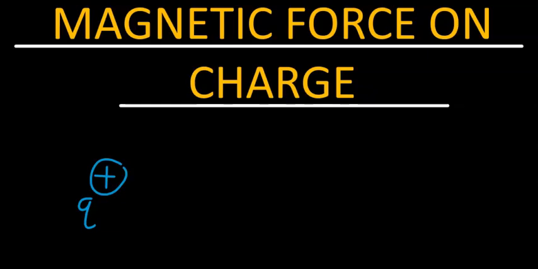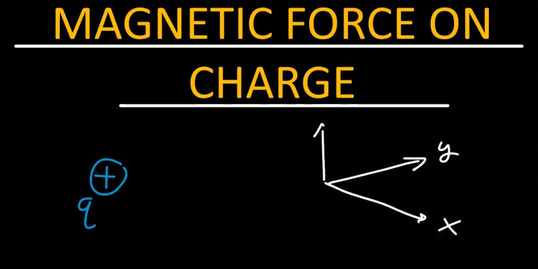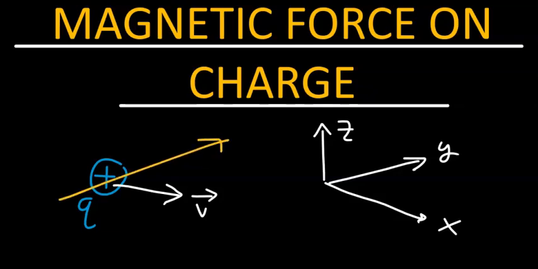Let's assume it's moving on an xy plane. So that is the y-axis and that is the x-axis. So the z-axis is going upward. Let's assume the object or the charge is moving with a velocity v on this xy plane. In the region in which the charge moves, there is a magnetic field heading, say, in that direction.